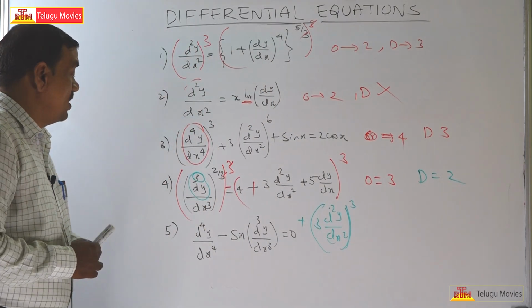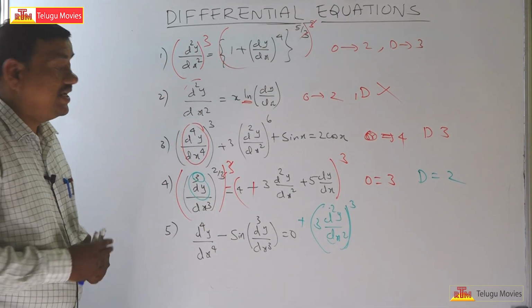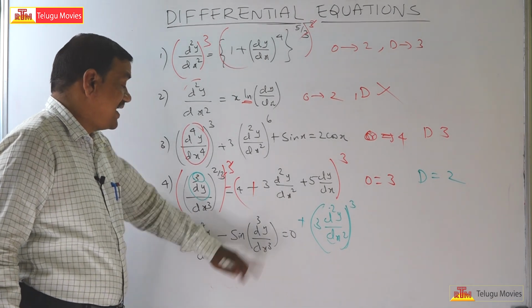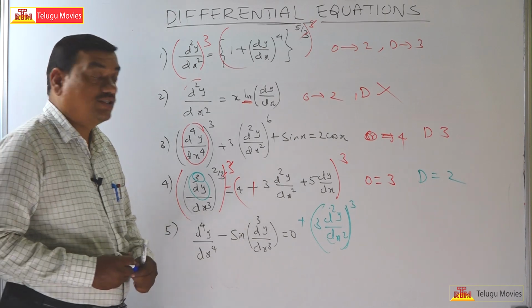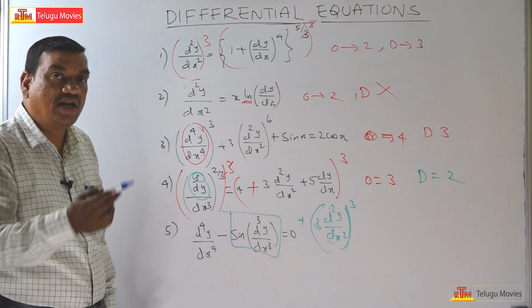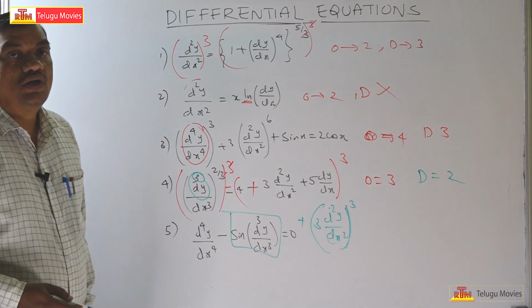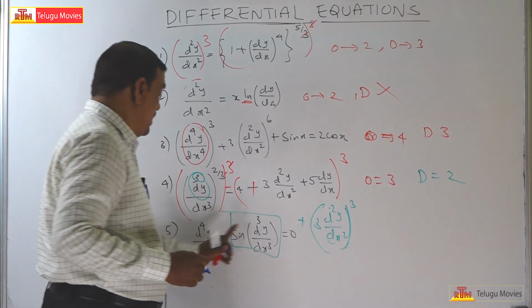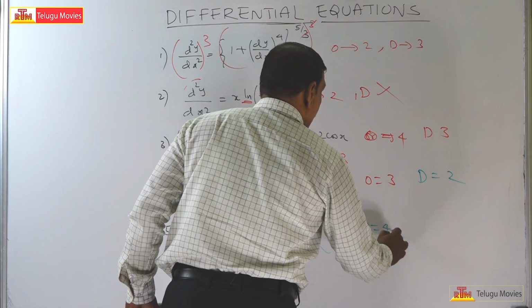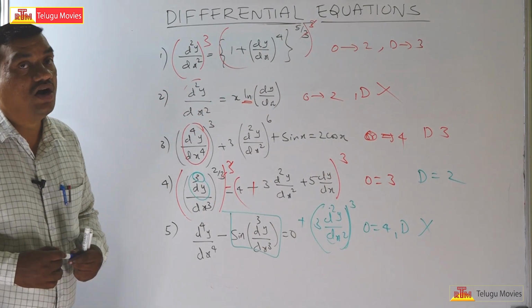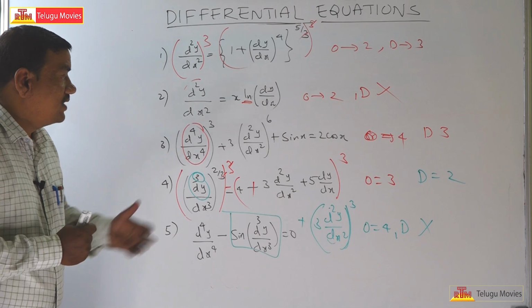Understand? Now, coming to the fifth one. See here, d to the power of 4 y by dx to the power of 4 minus sin of d cube y by dx cube. I already told you, if it is in this form, sin of, cos of, ln of, log of, then it is not a polynomial equation in the derivatives, but order will be there. Order is equal to 4, degree is not defined. Order is 4, degree is not defined. Okay now? So, such things are there.